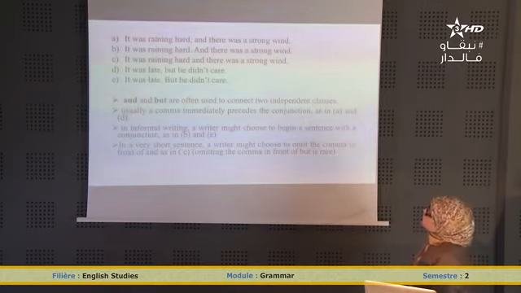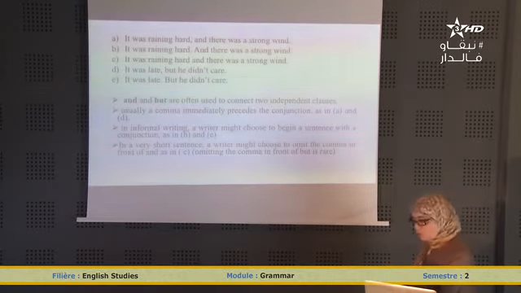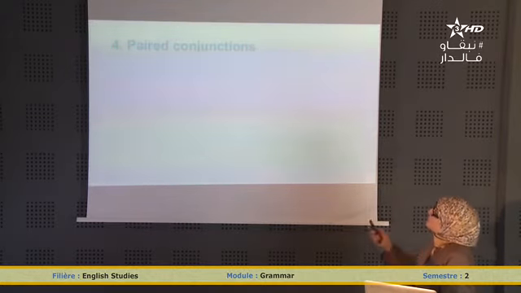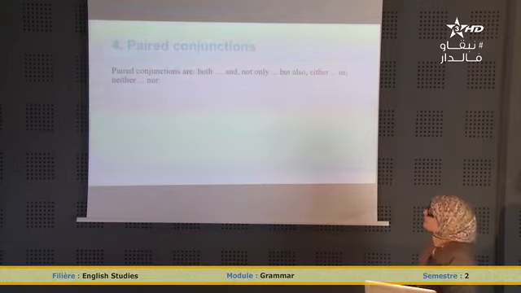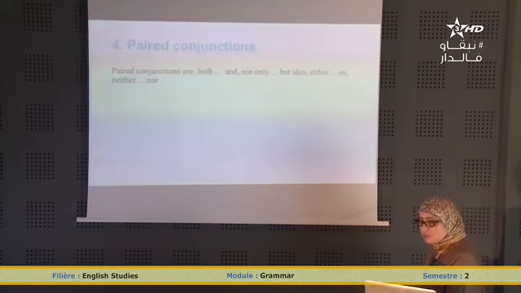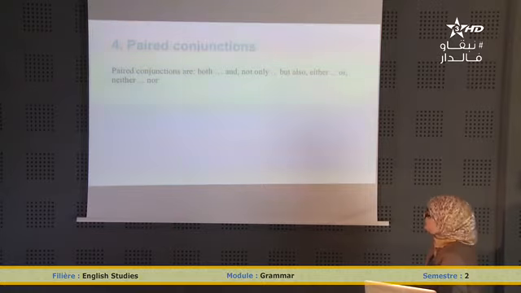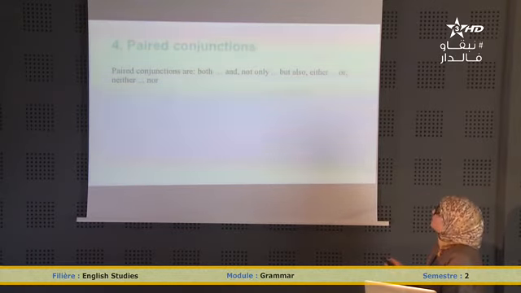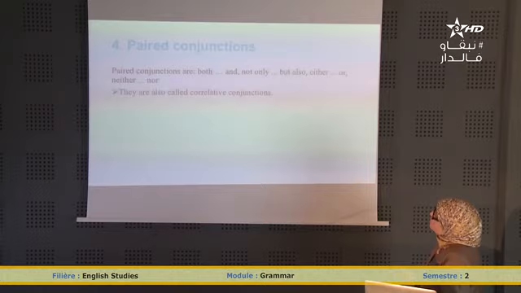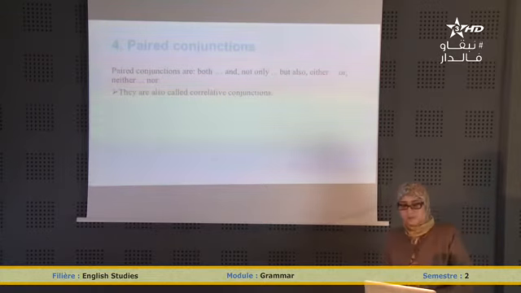Now let's move to another part of the lesson in which we have paired conjunctions. Paired conjunctions, as you can see from the title, are conjunctions that are made of two words, which means they go in pairs. Look at what we have here. We have both... and, not only... but also, either... or, and neither... nor. These are called paired conjunctions. They are also called correlative conjunctions.